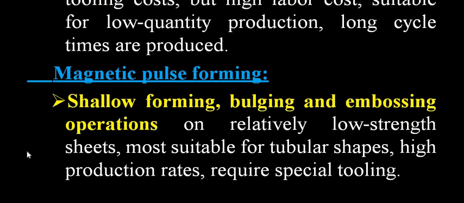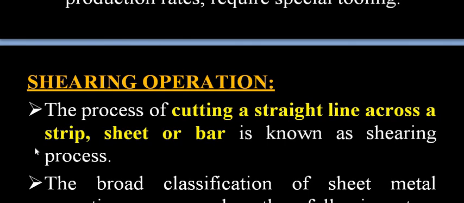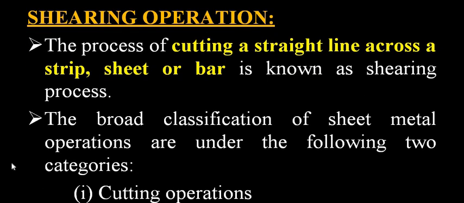Next, magnetic pulse forming: shallow forming, bulging and embossing operations on relatively low strength sheets, most suitable for tubular shapes, high production rates, requires special tooling. Next will be the shearing operation. The process of cutting a straight line across a strip, sheet or bar is known as the shearing process.